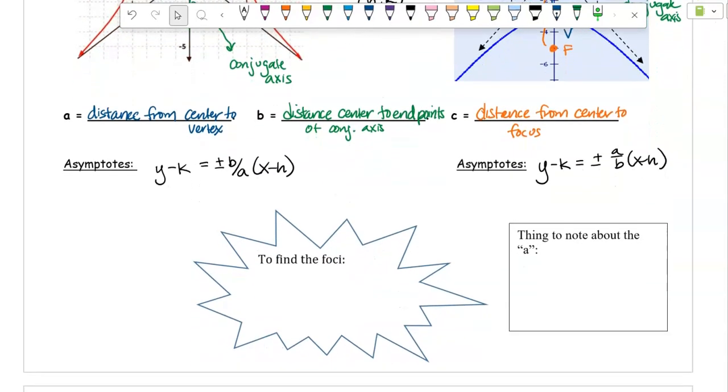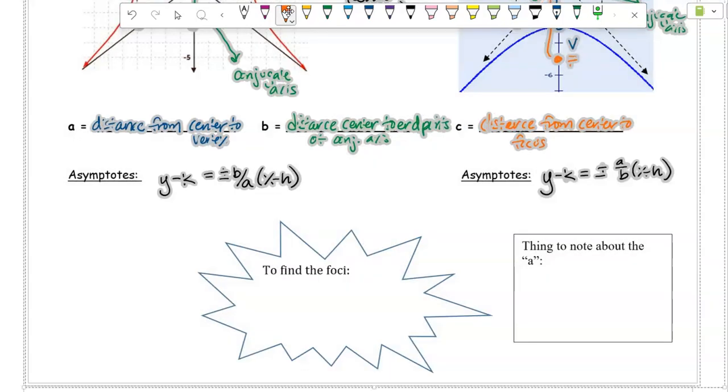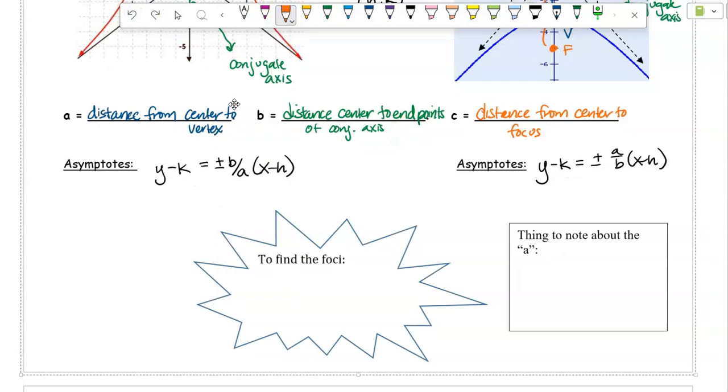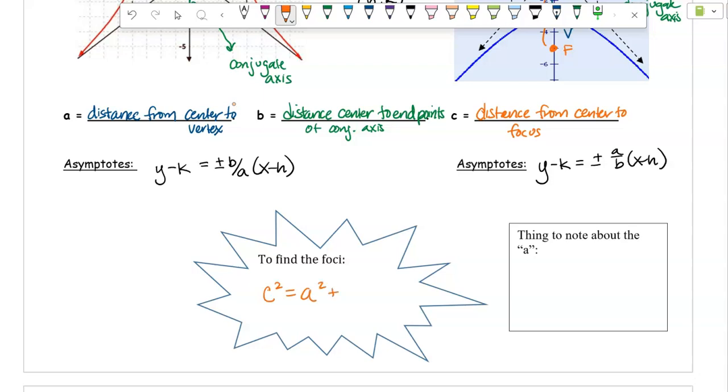All right, so the last thing we want to summarize is that the relationship we talked about between a, b, and c is different. On an ellipse, a was always the biggest value, and we had that formula c squared equals a squared minus b squared, and that determines the relationship between a, b, and c and where the focus is, or the foci. When we do a hyperbola, that formula for the foci is very similar, but not the same. So it's going to be c squared equals a squared plus b squared.